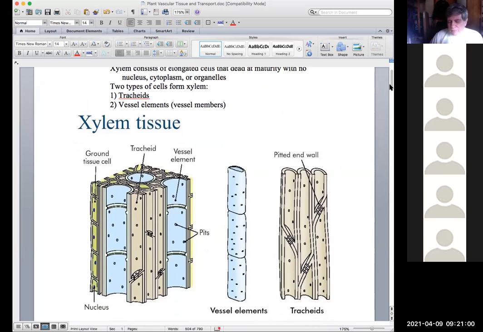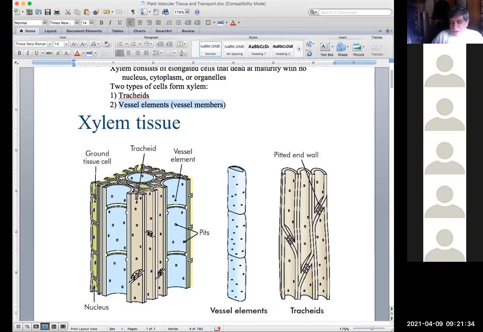So xylem and phloem make up the vascular tissue. And when we look at xylem, there are two types of cells in xylem. Some cells called tracheids and some other cells called vessel elements, or they're sometimes called vessel members. Now, both of these cells have pits in them, and pits are just little holes. Let's look at tracheids first.